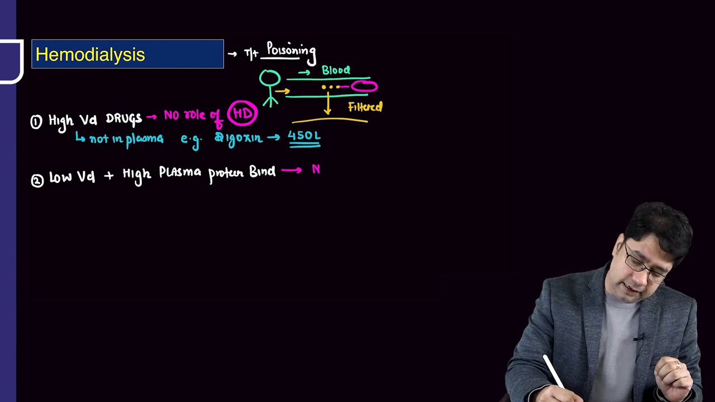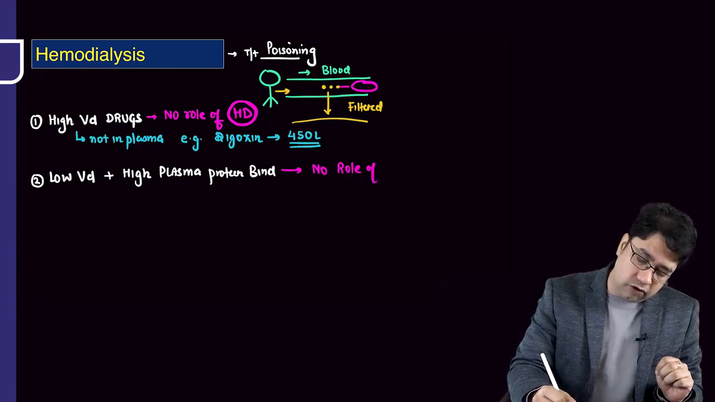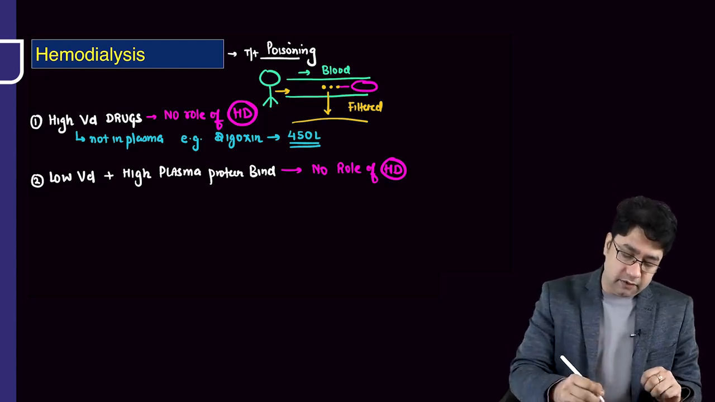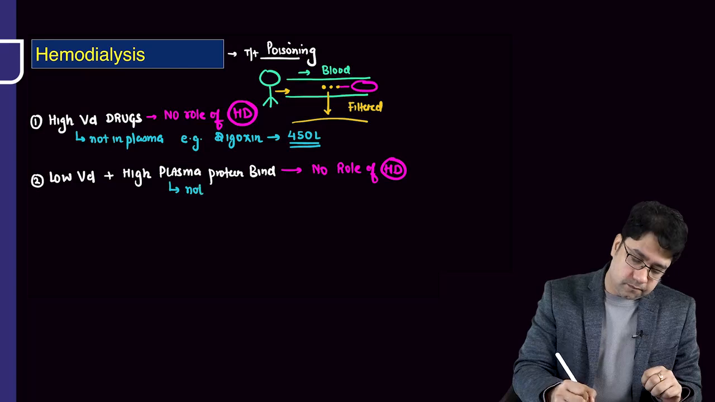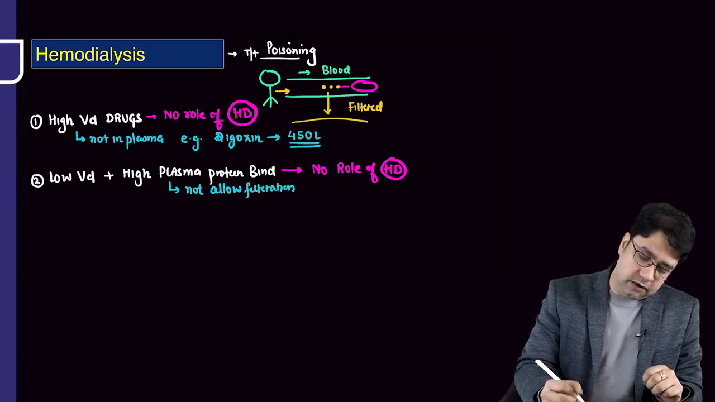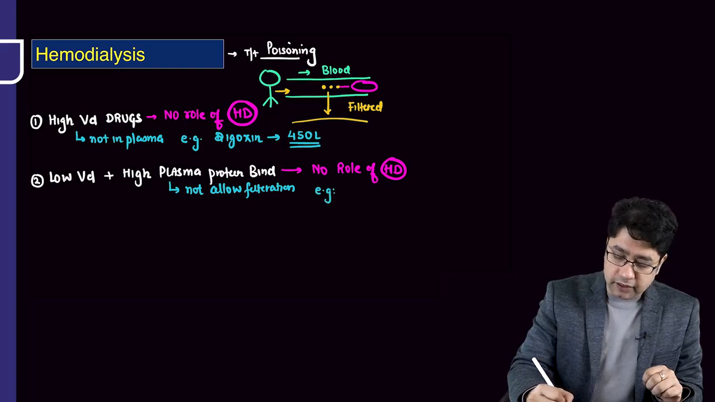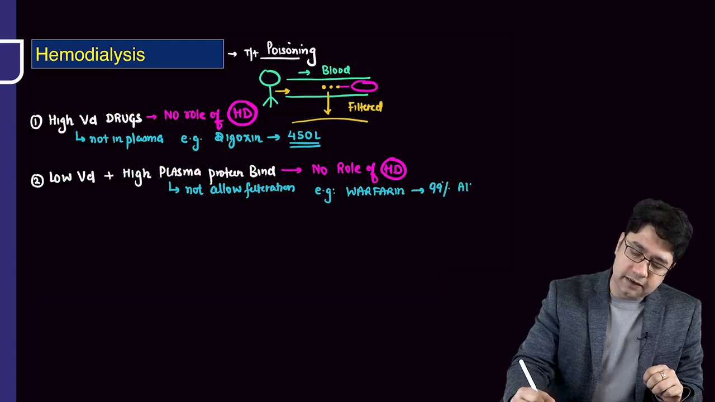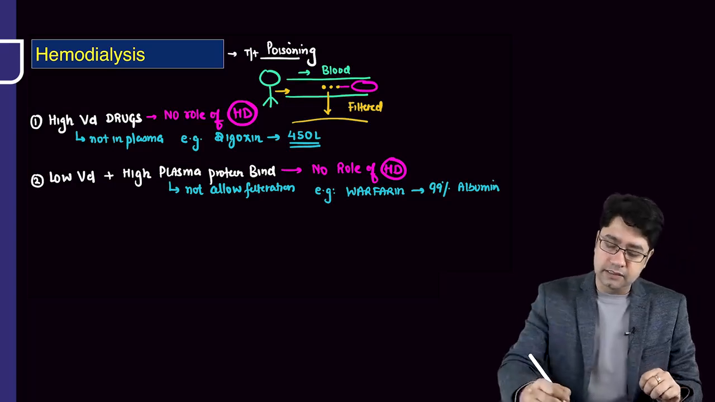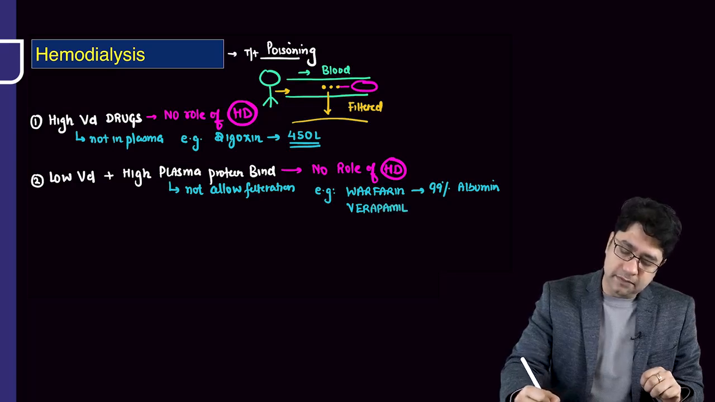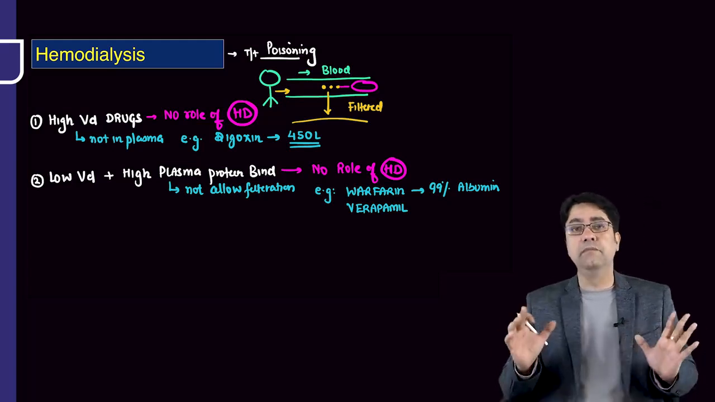So again, if a drug is highly protein bound, there is no role of hemodialysis in the poisoning of that drug because plasma protein will not allow filtration of the drug. So a classical example is warfarin. In warfarin poisoning, we don't do hemodialysis because warfarin is 99% albumin bound. Similarly, we will write one more drug, a calcium channel blocker, verapamil. Same reason, verapamil is a highly protein bound drug.